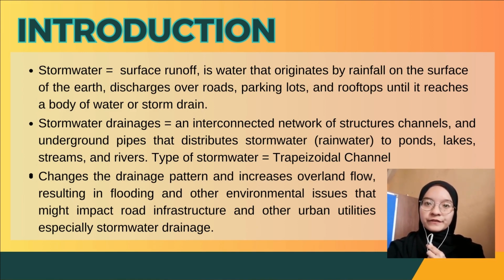So, stormwater is surface runoff, water that originates from rainfall on the surface of the earth, discharged over roads, parking lots and rooftops until it reaches a body of water. Therefore, stormwater drainage is an interconnected network of structured channels and underground pipes that distribute rainwater to ponds, lakes, streams and rivers. Next, changes of the drainage pattern increase overland flow, resulting in flooding and other environmental issues that might impact road infrastructure and other urban utilities, especially stormwater drainage.